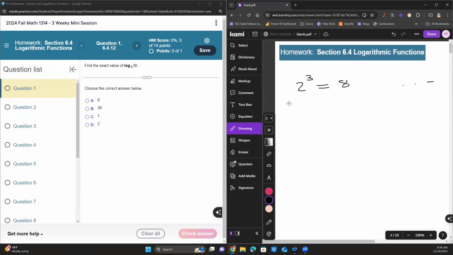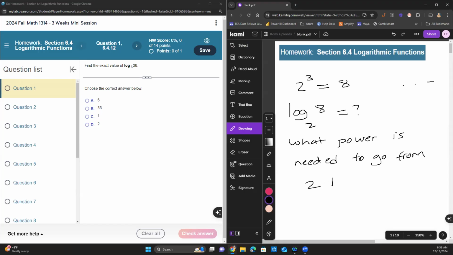So when I write log, the function for logarithmic functions, with the base 2 and the number 8, and I convert this question to English, it is asking: what power is needed to go from 2 to 8? So basically, log means exponent in math class.